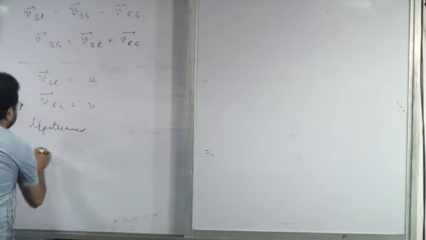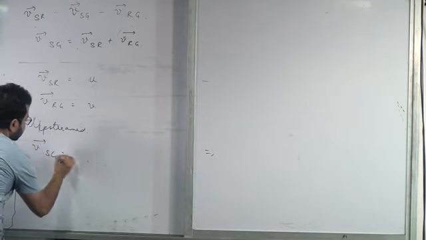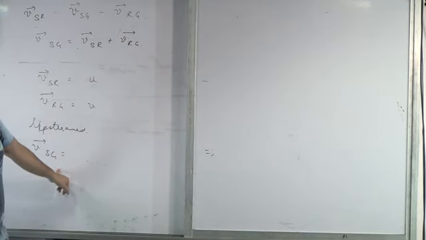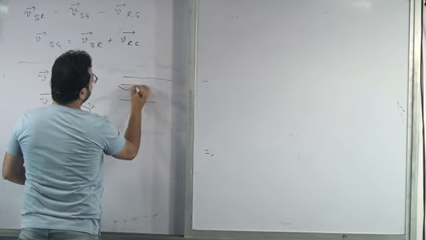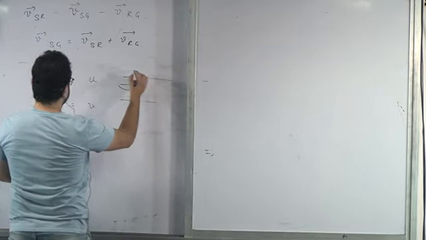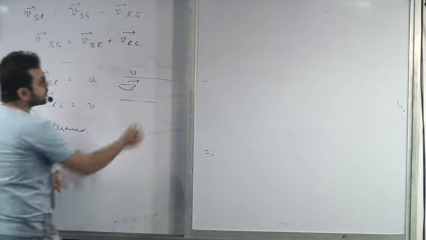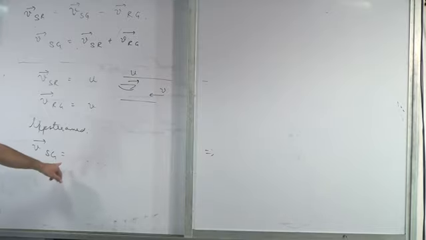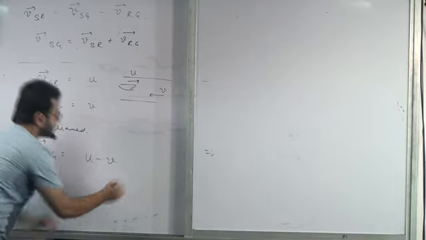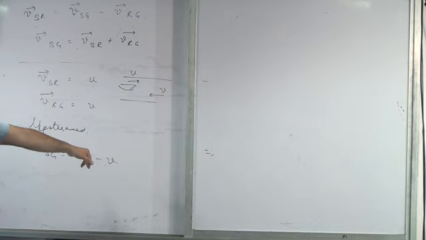Okay. What happens when we are moving upstream? The velocity of the swimmer with respect to ground will be equal to... we are moving upstream. That means the boat or the swimmer is going in this direction with a velocity u, but the river is flowing in the opposite direction with a velocity v. So this is going to be u minus v. Is that clear?